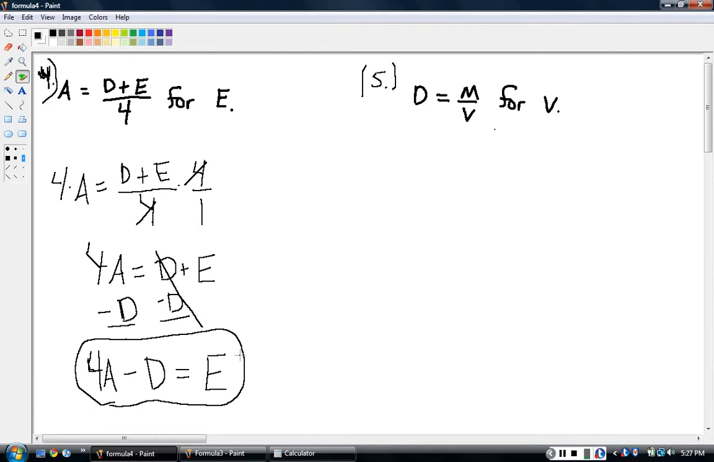Solve for V. I don't care what I'm solving for really at this point. Once I see there's a fraction, always get rid of the fraction. Right? Just like in the previous example, I'm going to multiply both sides by the least common denominator. In this case, there's only one denominator. So I multiply both sides by V, just like I did in the last one. Why do I do that? Because those V's cancel out. Okay, so in one step I have V times D equals M.